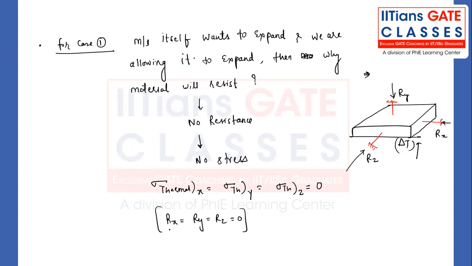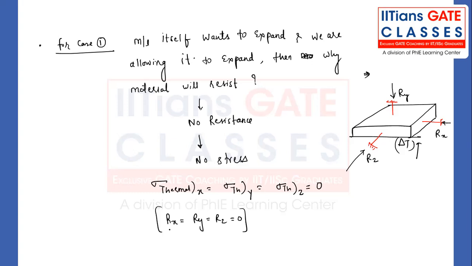And I told you, stress is what? Internal resistance forces. No resistance, simply no stress. That is about the first case, the free expansion case. That's why, my dear friend, in many textbooks you will find that stress can be generated. Among stress and strain, which is the independent parameter? Strain is the independent parameter. As you can see, strain is developed without any value of stress. No stress, but strain is there.